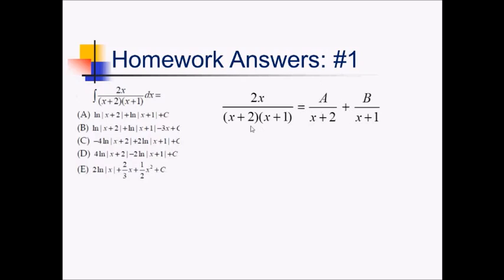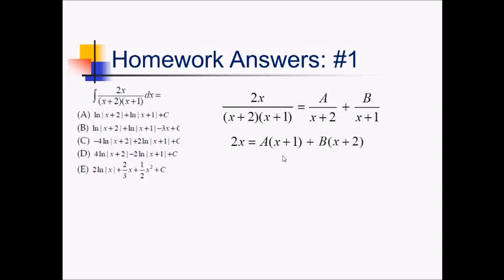So to do that, I'm going to multiply by x plus 2 times x plus 1 on both sides of the equation to get rid of the fractions. That leaves me with just 2x on the left side. And on the right side, the x plus 2's are going to cancel. I'm going to have A times the x plus 1 that's left over. The x plus 1's are going to cancel in this fraction, leaving me with B times x plus 2.